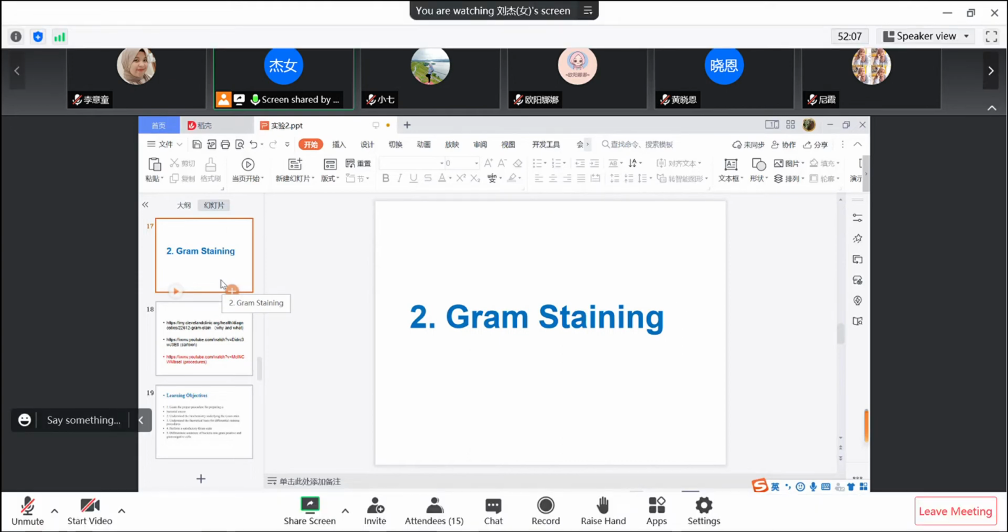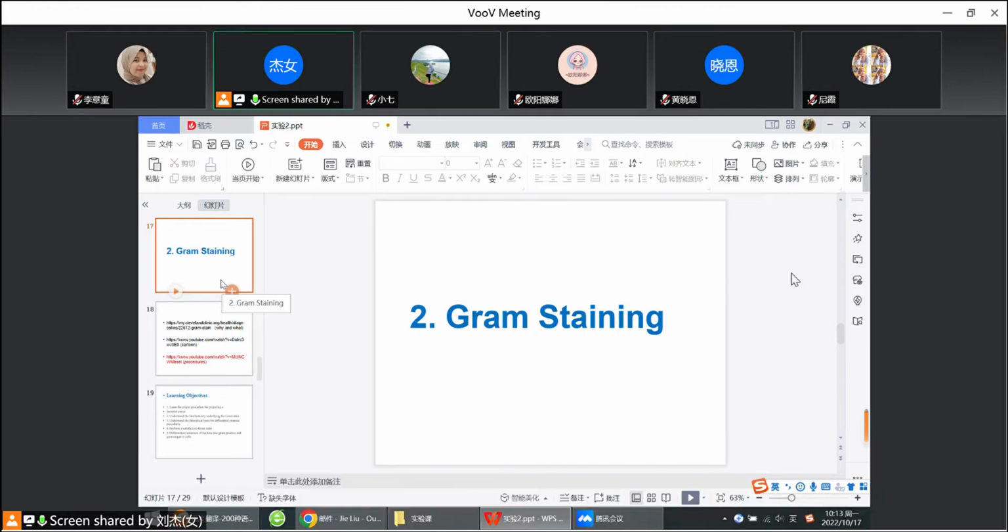Last week we studied the cocci. Cocci are a big group of bacteria which includes lots of pathogenic bacteria that do harm to human beings. When we learn microbiology, Gram staining is a very important method to distinguish bacteria.